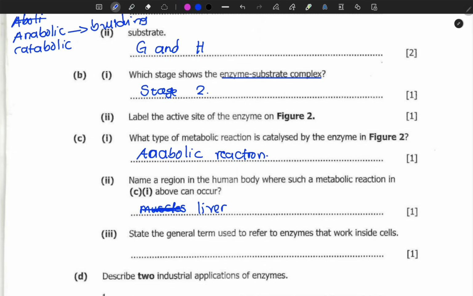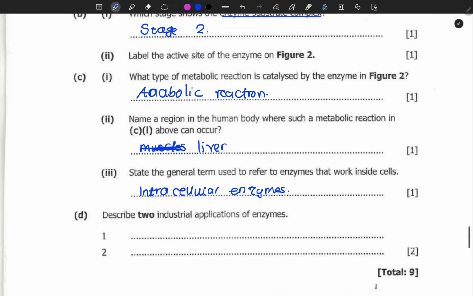Now, state the general term used to refer to enzymes that work inside. There are enzymes that work outside the cell and those that work inside. But our interest is in enzymes that work inside the cell. These are known as intracellular enzymes. Then outside is extracellular enzymes.